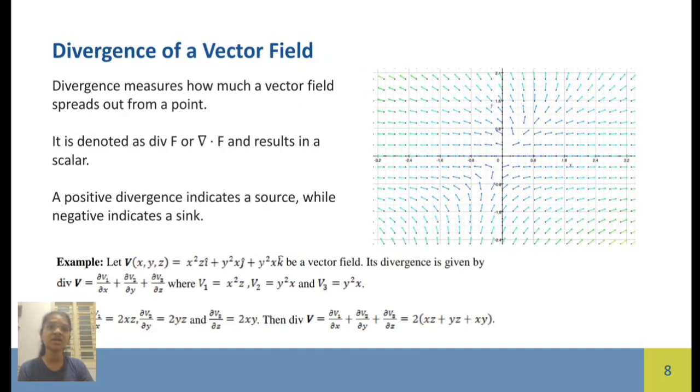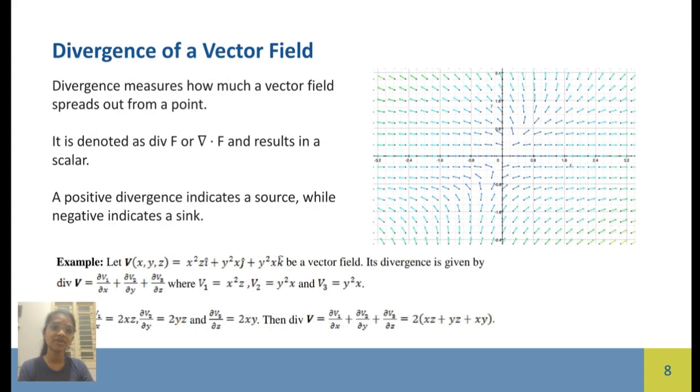Divergence of a vector field. Divergence measures how much a vector field spreads out from a point. It is denoted as div F or ∇·F and results in a scalar. A positive divergence indicates a source while negative indicates a sink.